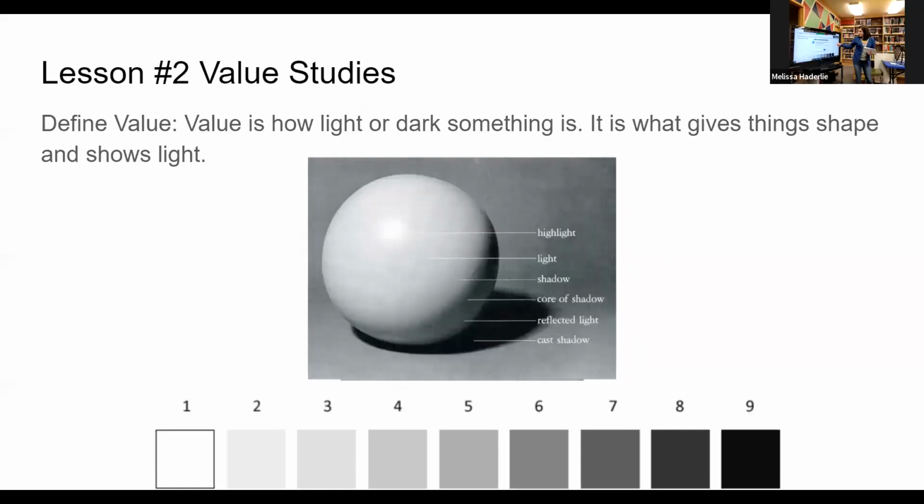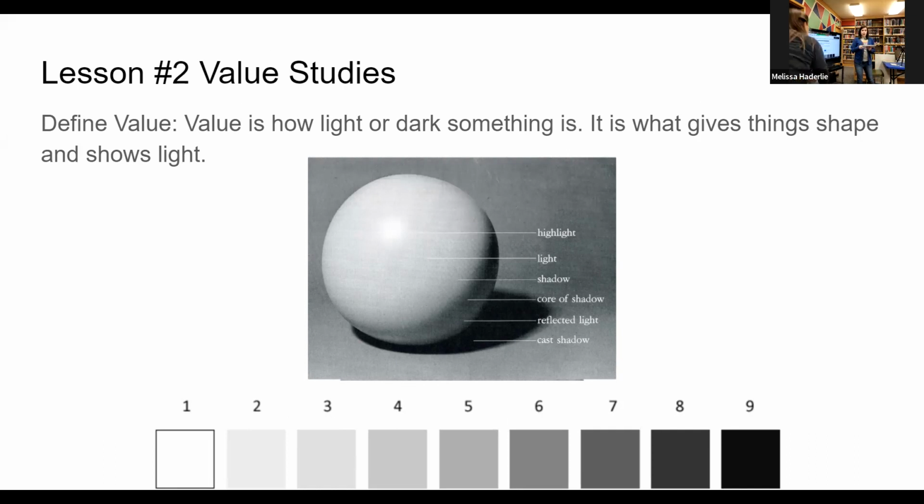Here it lists the different parts of light on an object. Now, this sounds super complicated, but it's really not terrible. So we have a highlight, which is the lightest part of a painting. We have the light side, which is darker than the highlight.